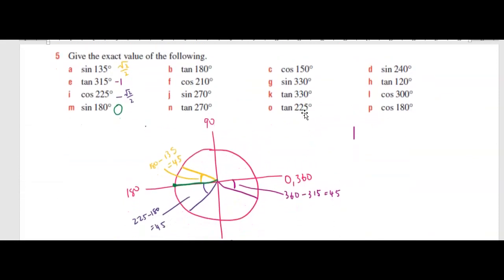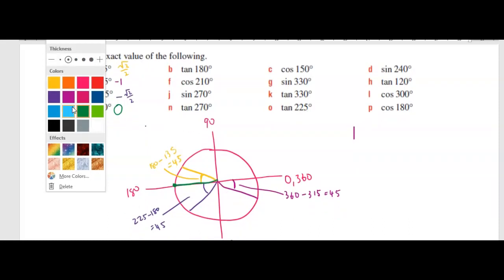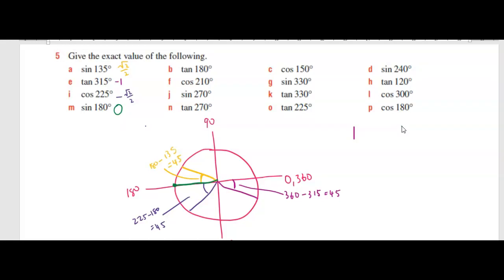Maybe I'll just do one more that isn't a 45. Let's do sine 240. So 240 will be here somewhere. So that angle is going to be 240 minus 180, which gives you 60 degrees.